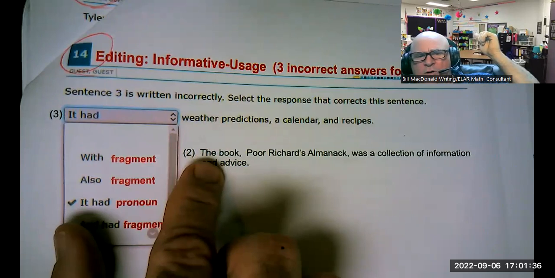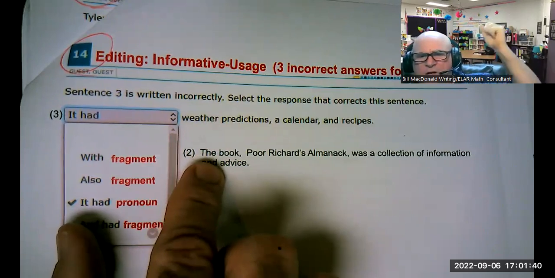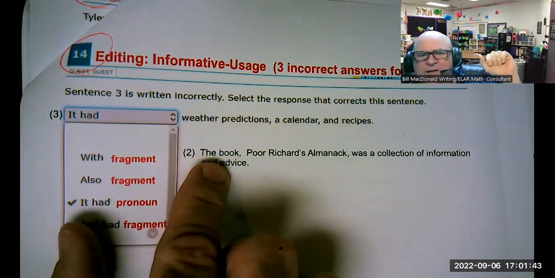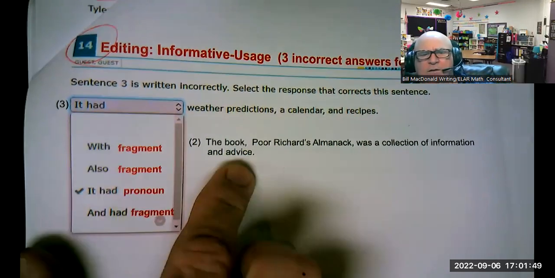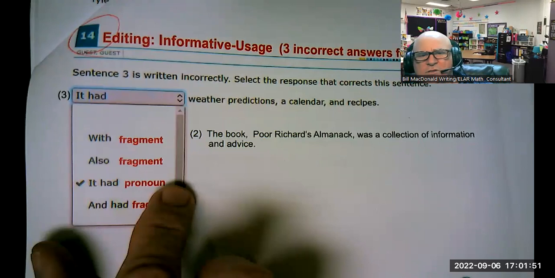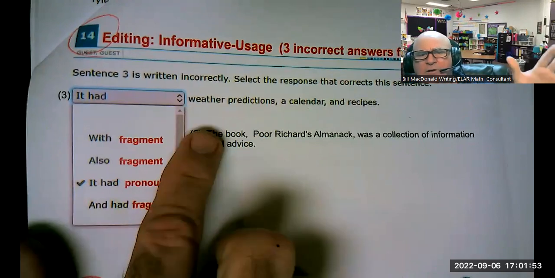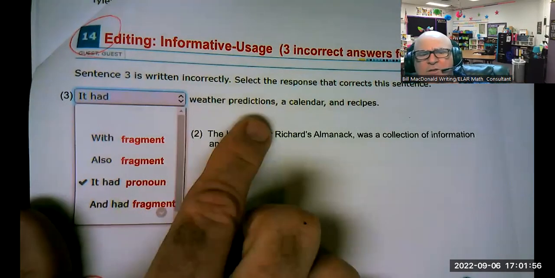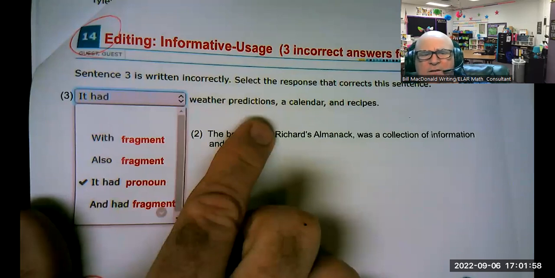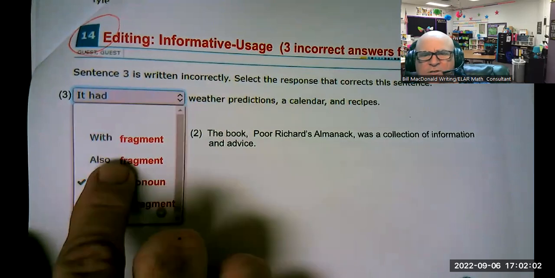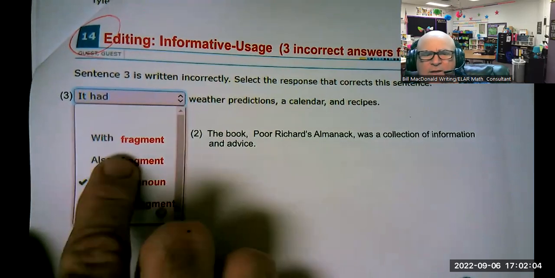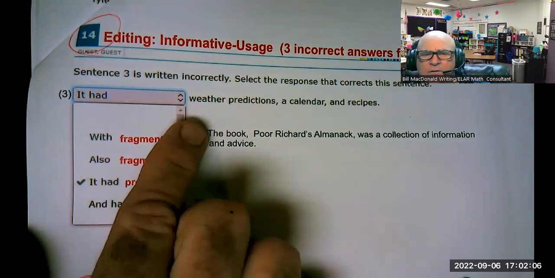The book, Poor Richard's Almanac, was a collection of information and advice. It had weather predictions, a calendar, and recipes. What had? The book did. But if you say also weather predictions, that's a fragment. And had, that would be a fragment.